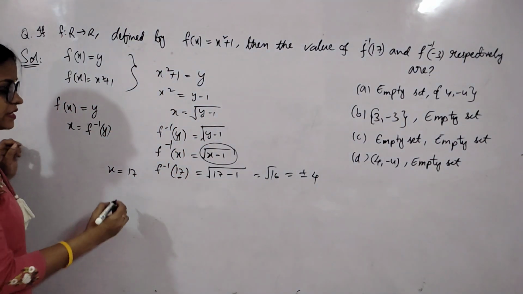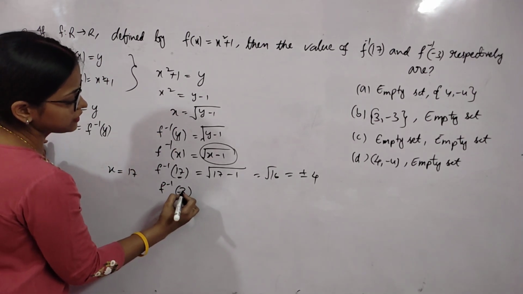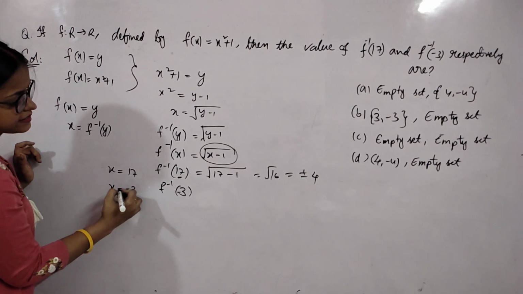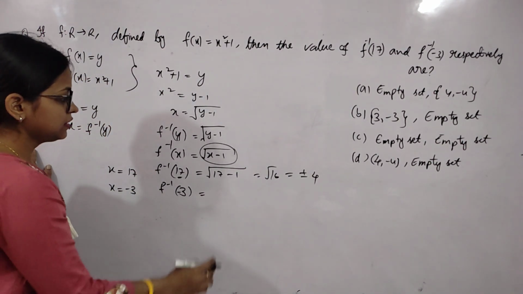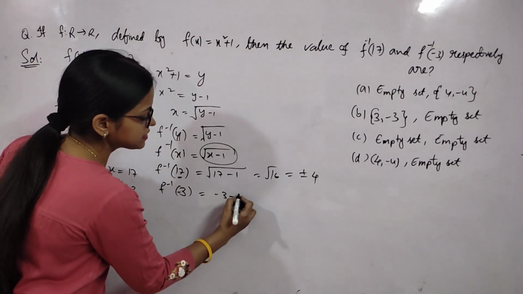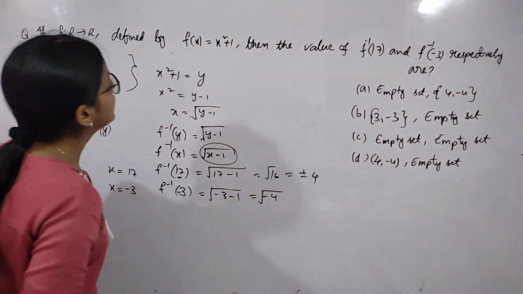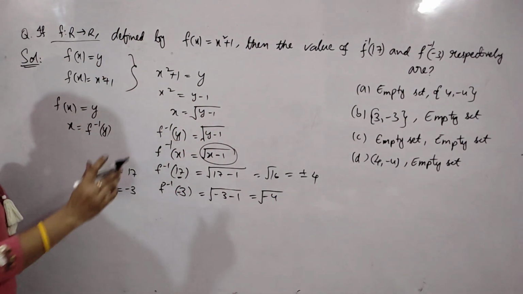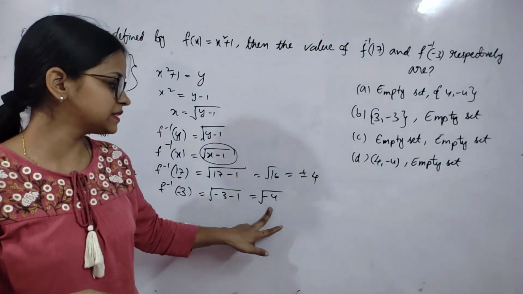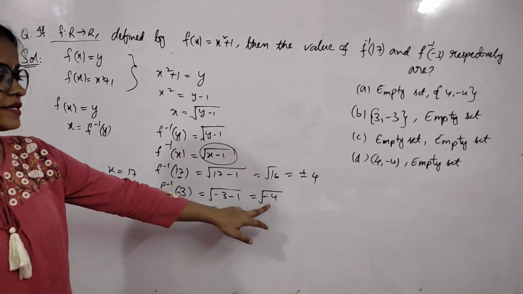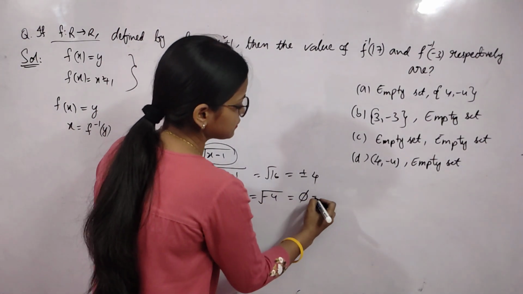Now the second is f inverse of minus 3, which we have to calculate. Here we take x as minus 3, so in the place of x you take minus 3 minus 1, which is equal to minus 4. In the question they said f is mapping from R to R, so all the answers must be real numbers, but this is not a real number since in the root you are getting a minus. So this is equal to the empty set.